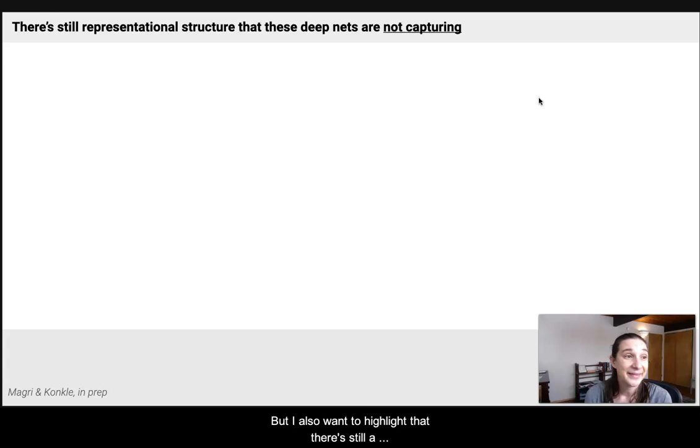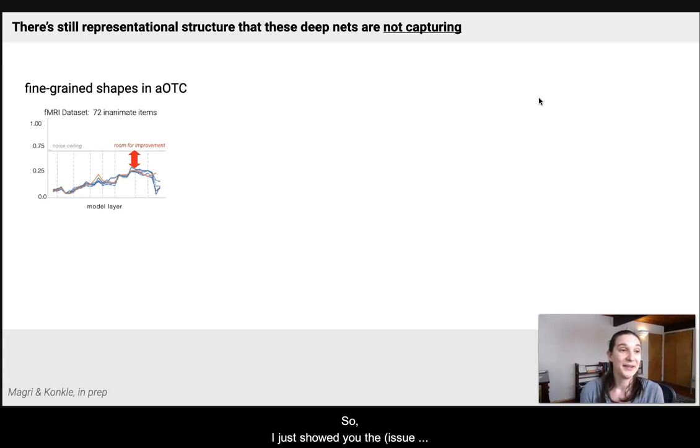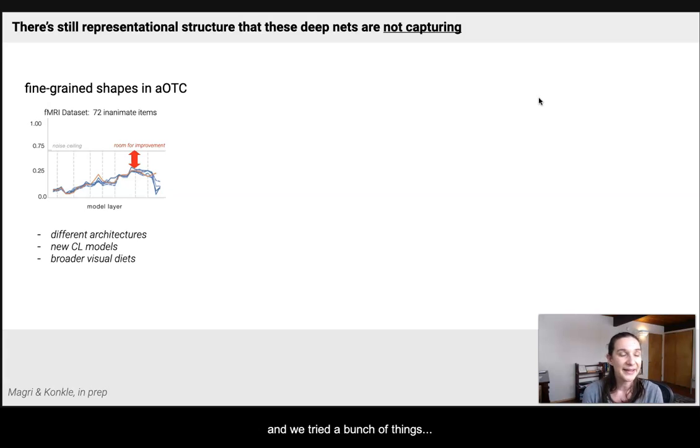But I also want to highlight that there's still representational structure that these deep nets aren't capturing. So I just showed you the finer grained shapes in anterior occipital cortex. We don't quite reach the noise ceiling, and we tried a bunch of things, different architectures. There's new contrastive learning models that do even better on categorization. We tried training IPCL on broader visual diets that include mixtures of faces and places and objects, and nothing improved this fit.